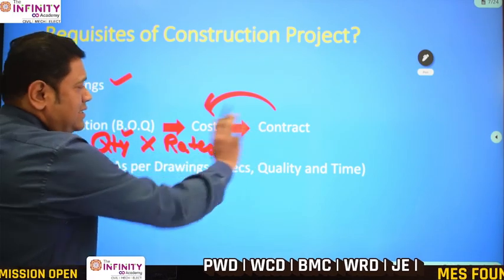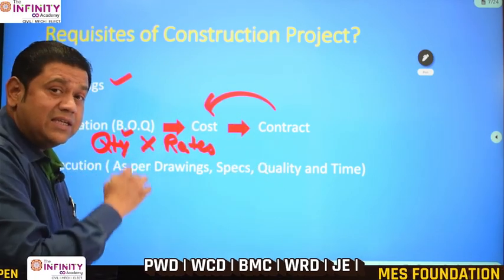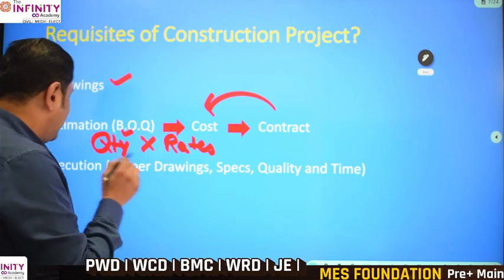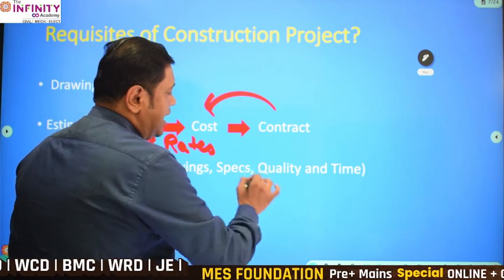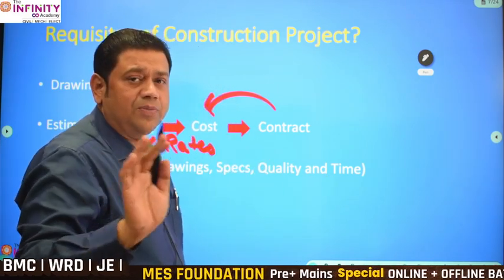Once the contract is done, the job is executed in a certain fashion, and the execution is done as per the drawings, as per the specifications, and as per the quality and the time that is proposed.